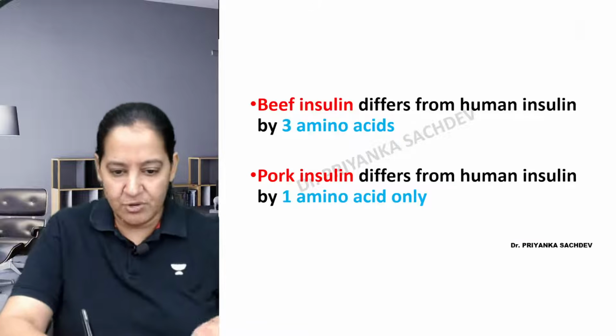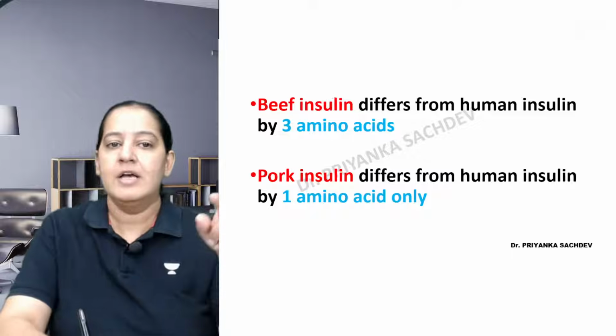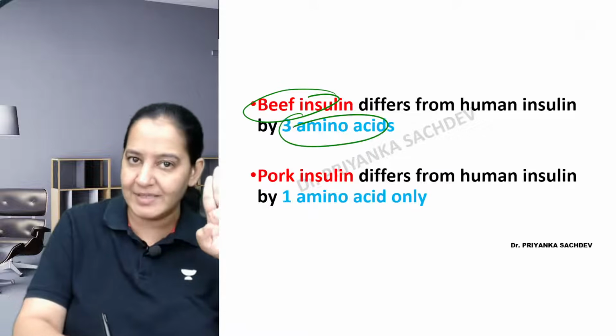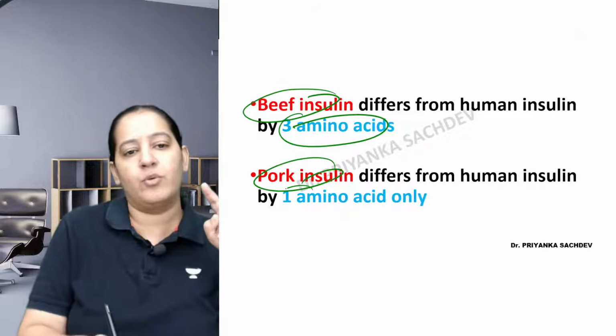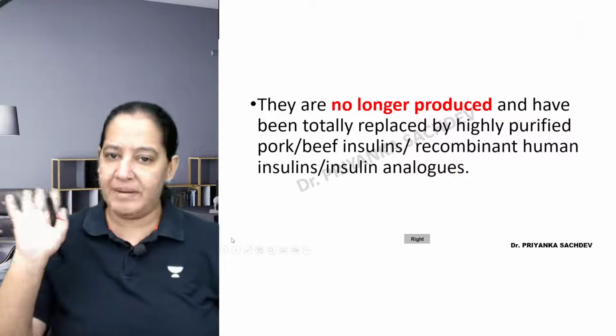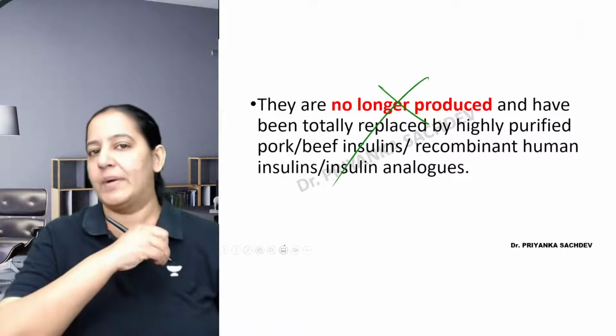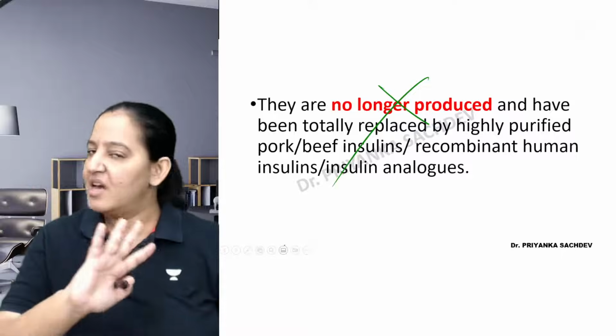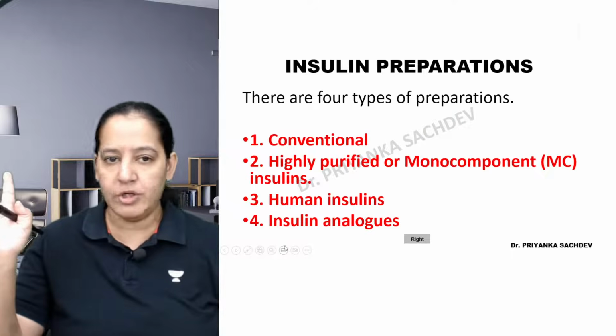So the same thing is written in front of you. You can appreciate it. Beef differs by 3 amino acids, and pork differs in only 1 amino acid. So that is about the beef and pork, but these are no longer used nowadays because of the antigenicity. They have many side effects. We don't use them, right?